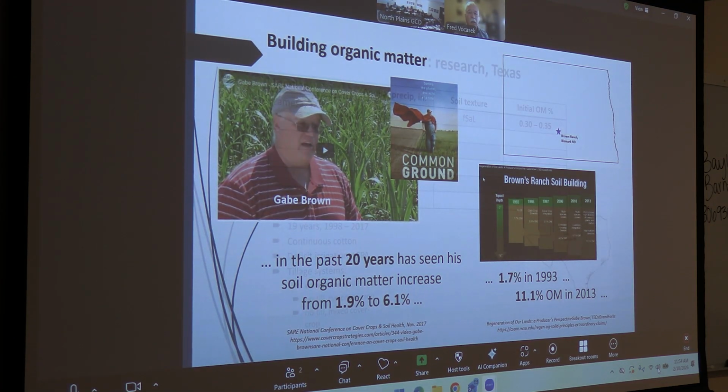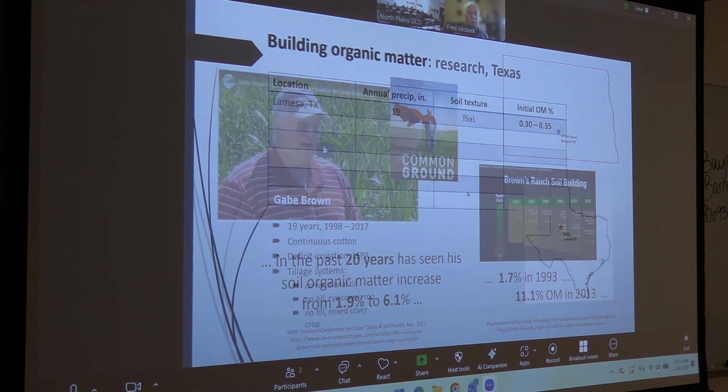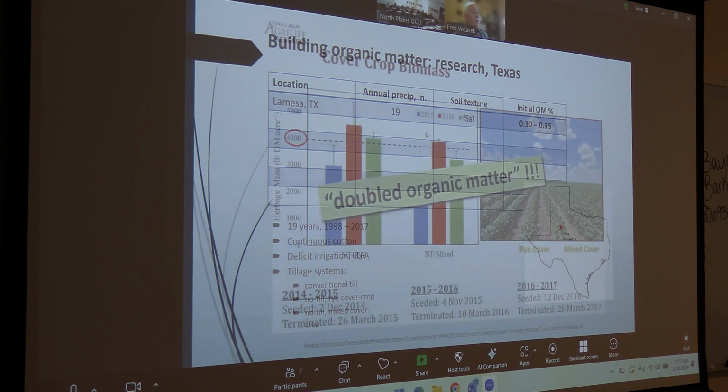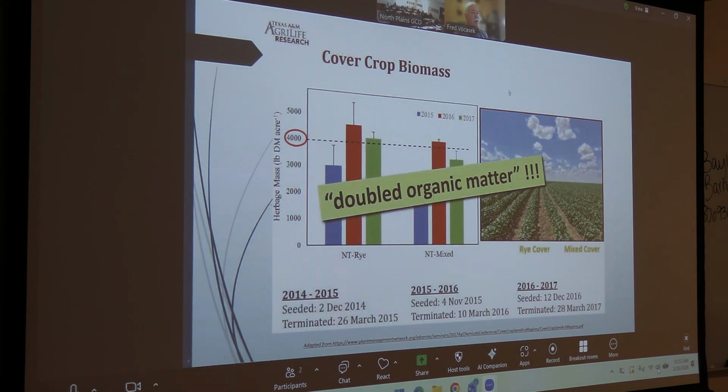So I wanted to take a look at, do we have research that would carry that out? Well, here's a study that was done at La Mesa, Texas, and this is really low soil organic matter. It was cotton, and they used rye as a cover crop. It's about 1/3% of organic matter, sandy soil. Well, they doubled their soil organic matter over a period of about 19 years.